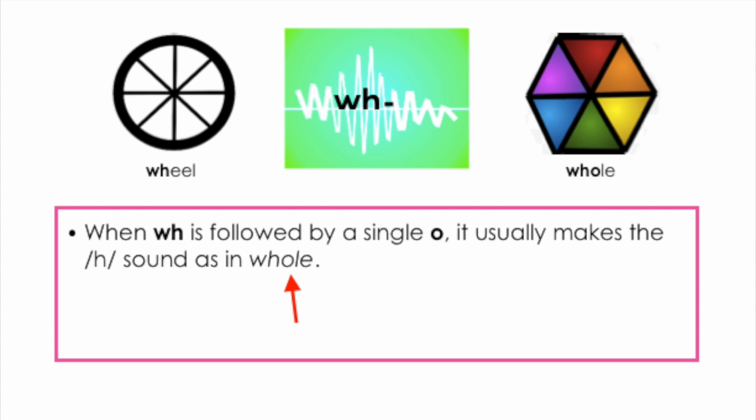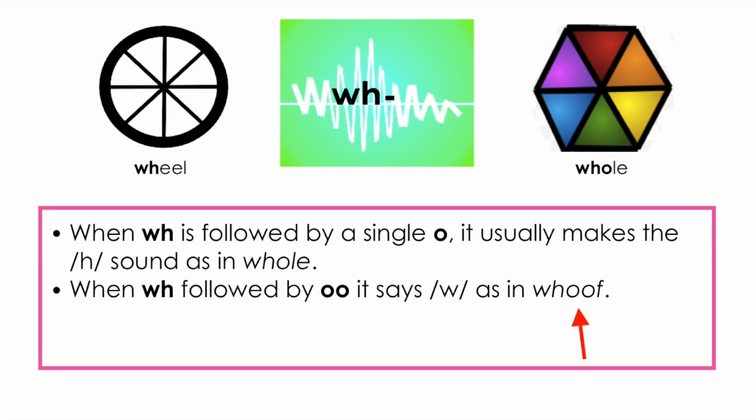When WH is followed by a single O, it usually makes the H sound, as in whole. And single means one, so if there is just one O that comes after the WH, then it sounds like H. When WH is followed by OO, it says W, as in woof. So if it has two O's after it, then it sounds like a W.